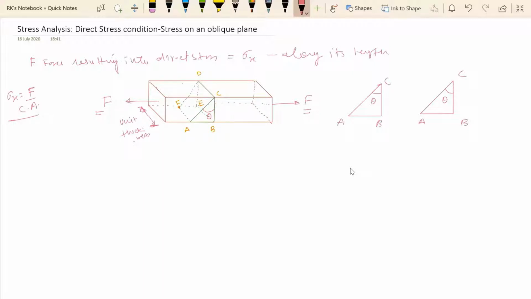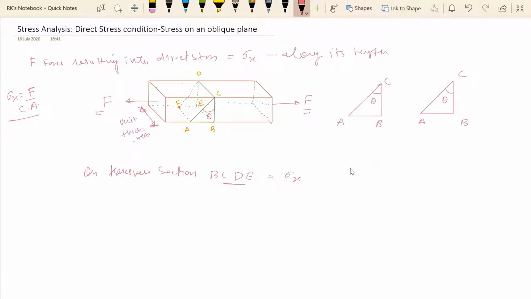Let's consider the thickness of this bar to be unit thickness in this direction. Now consider the stress on any transverse section, let's consider this transverse section BCDE. So on the transverse section BCDE, the stress would be sigma x.